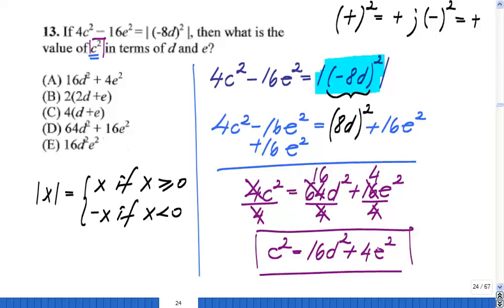And regardless of the values of d and e, this will have a solution, as you guys can see here, because d squared is always positive, e squared is always positive, so the sum of two positive numbers will definitely equal the square of a number, which is also positive. I hope it makes sense. C squared equals 16d squared plus 4e squared. E is the right, A is the right answer.